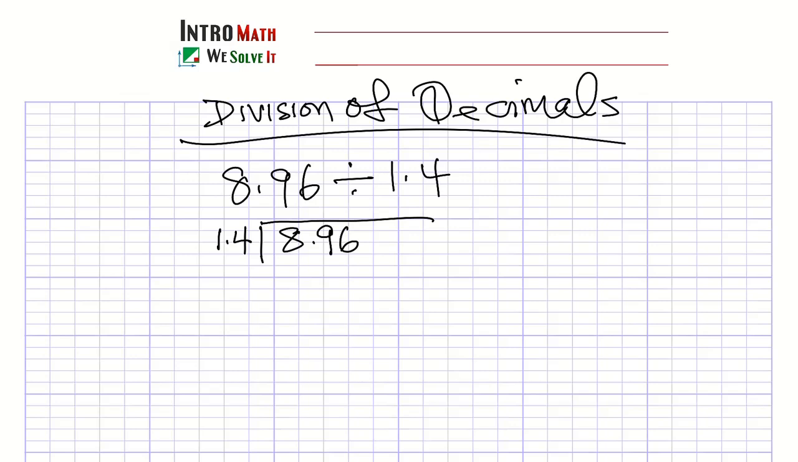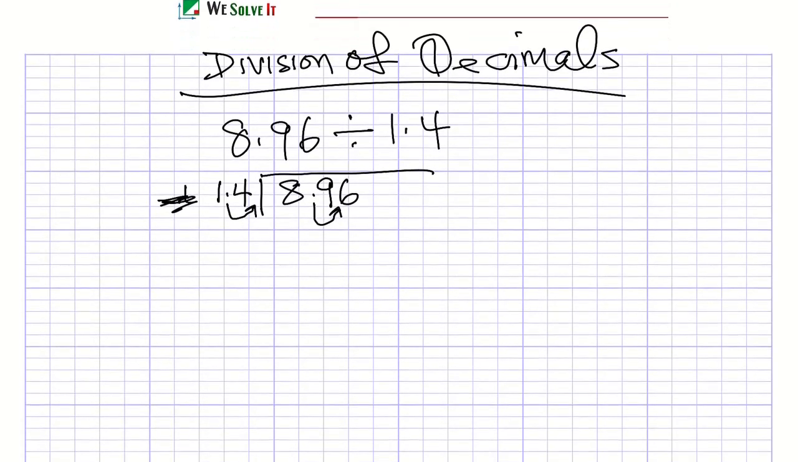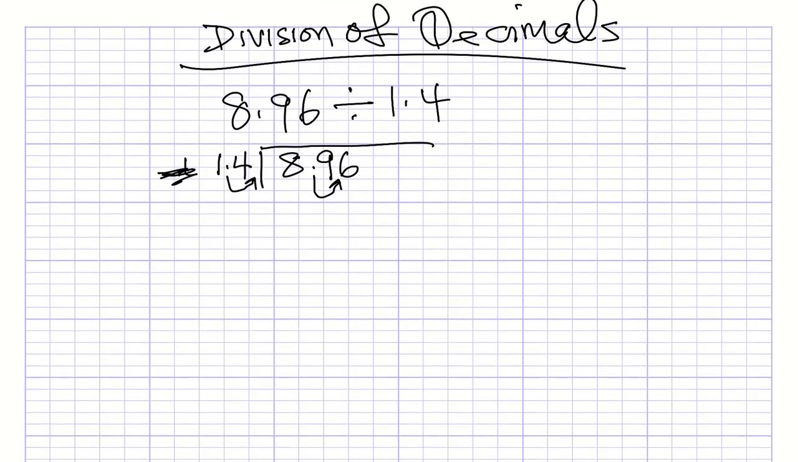But here's the trick, though. You have to move it. We don't want to divide with decimals, so the trick is to move the decimal over here, which is only one place. We'll move it one place, and then we'll do the same thing here. We'll have to move this one place too, to account for the movement we did over here. Okay, so that's all the trick you need to know.